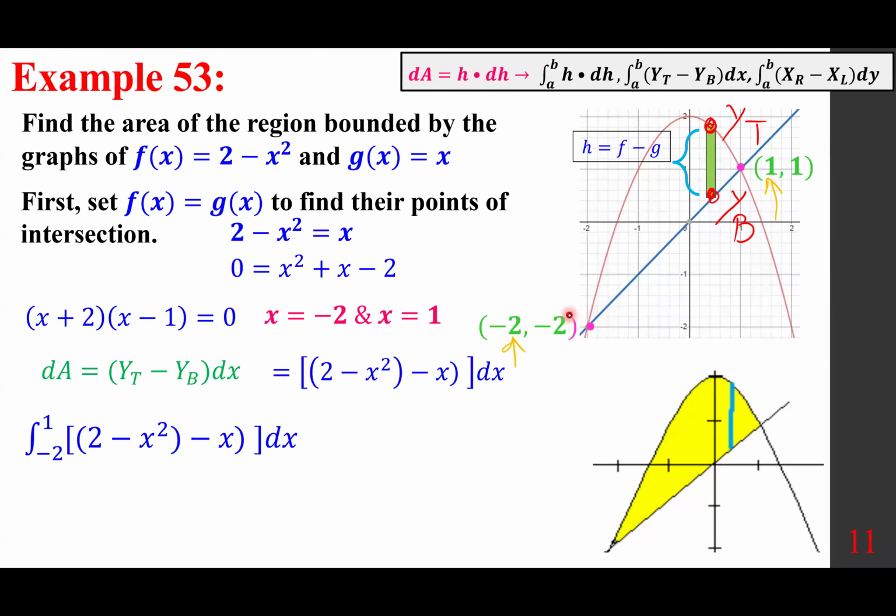So this gives you 2x minus 1/3 x cubed minus 1/2 x squared from -2 to 1. You plug in 1, you plug in -2. And I'm going to leave it for you to verify the answer is 9/2. And we are done. Again, I highly recommend you verify that. It's important to make sure you have it right.